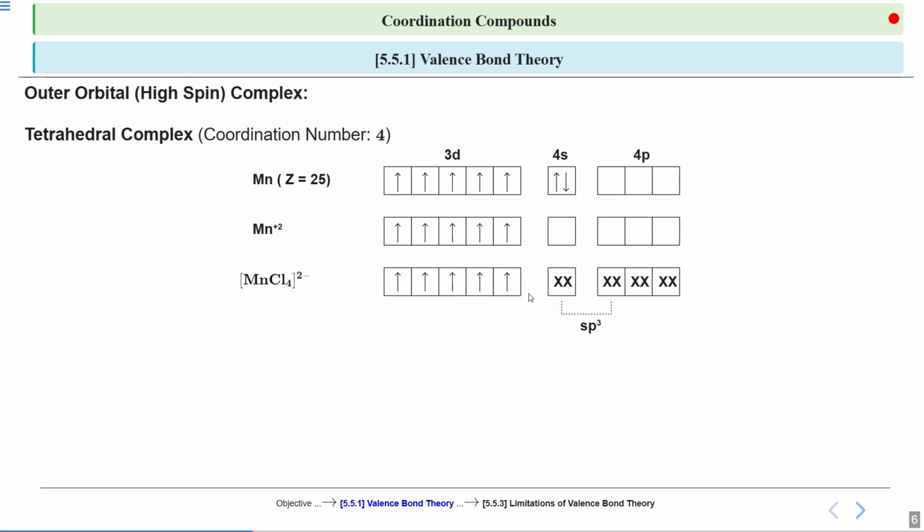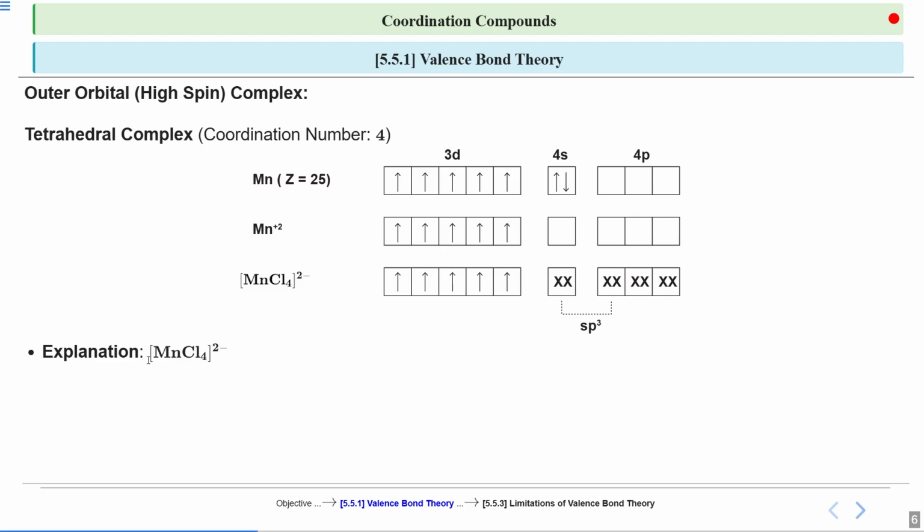So the empty orbitals will be obtained from the 4s and the 4p. So 1s and 3p orbitals are hybridized to form sp3 hybrid orbitals, and in these hybrid orbitals, the chloride ion ligand is going to donate its electrons to form the coordinate covalent bond with our central metal ion, that is manganese.